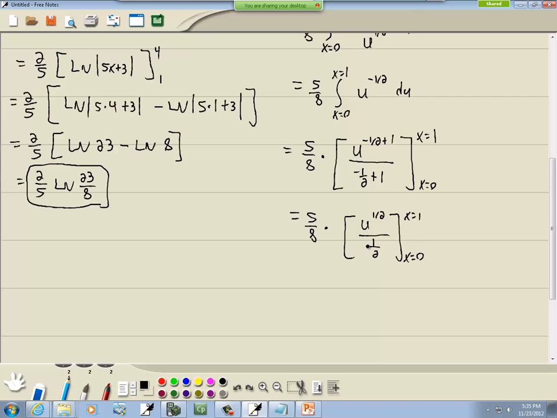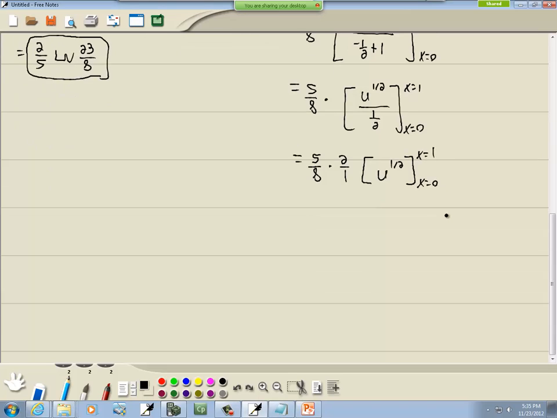Remember, if you have a single fraction downstairs, you can flip it and multiply times your top part. And since it's just a number, I can actually put it completely outside of the brackets there. So we got 5/8 times 2 over 1, u to the 1/2, x equals 0, x equals 1. The 2 and 8 reduce. They're both divisible by 2. 2 divided by 2 is 1. 8 divided by 2 is 4. So we've got 5/4 square root of u, x equals 0, x equals 1.